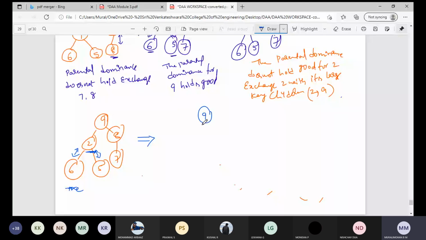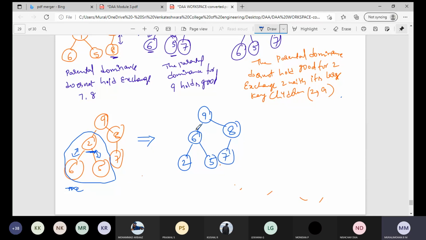Here 2 will be exchanged with 6, because among these, 6 is the highest value we have. Hence we are making it the root node. So here it is 2, here it is 5 as it is, here it is 8 and here it is 7. Now you just check whether this tree holds good. Yes, sir. So now it is good, right? So this is the answer we have.